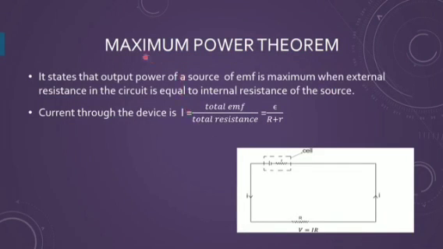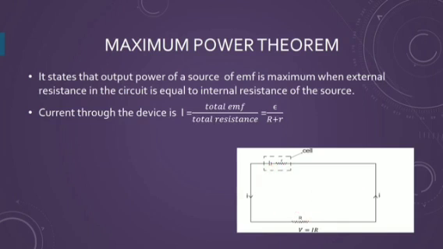This is again in your NCERT, they have given you the maximum power theorem, which states that the output power of the EMF source is maximum when external resistance is equal to the internal resistance of the source. This is the statement for the maximum power theorem. And if you want to prove it, we have already done that the current through any device equals total EMF upon total resistance, it means epsilon upon R plus r. I am having the cell EMF epsilon, internal resistance small r, capital R as the external resistance.